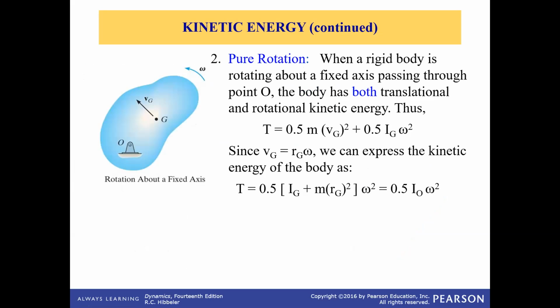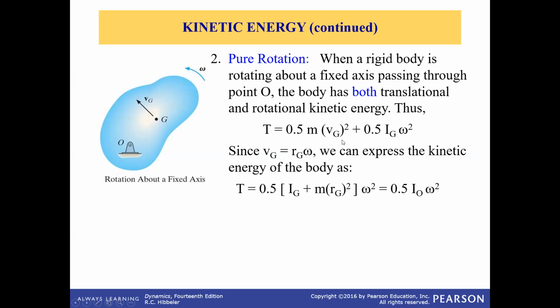If it only has rotational motion without translational motion, for example if this body is rotating about the axis O, so there's no translational motion of the body, then looking at the center of gravity, the kinetic energy is equal to 1/2 m vg squared. This is from the linear motion of the center of the body, and then there's also the rotational motion.